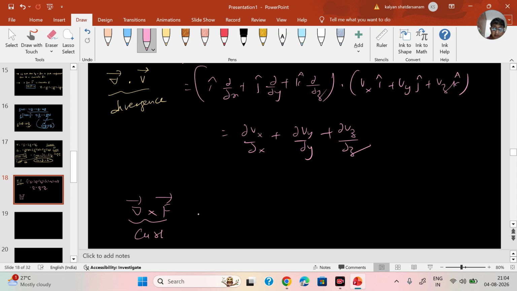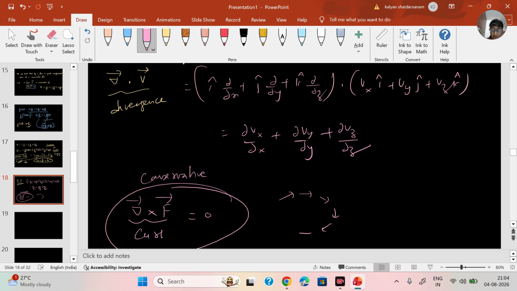Curl of a force. This is what, if it is zero, then I am saying the force is conservative. What is meant by curl? Suppose there is a field which is turning like this. There is a huge curl. It's curling like a whirlpool in a river or a sea or wherever. Whirlpool. It's curling. So then curl is not zero. For example, if I have a vector field like this, it's diverging, but there is no curl. Curl means it should again come back like that. It's turning backward. Okay. So if curl is zero, that force is conservative.